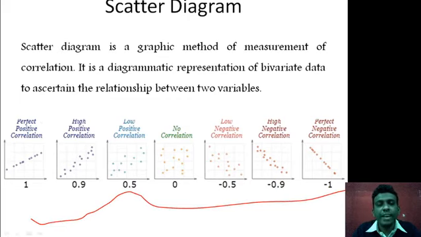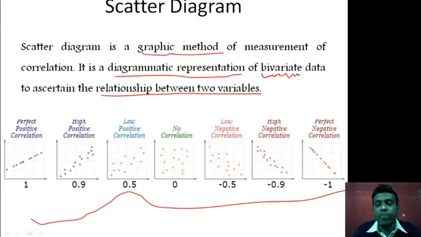So what is a scatter diagram? A scatter diagram is a graphic method of measurement of correlation. It is a diagrammatic representation of bivariate data to ascertain the relationship between two variables. See, we are studying correlation, that is why between two variables, so we have bivariate data and we are trying to ascertain the relationship between two variables. Hence we are studying the correlation between two variables.